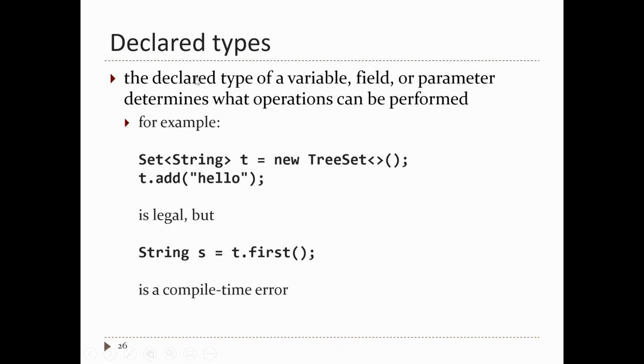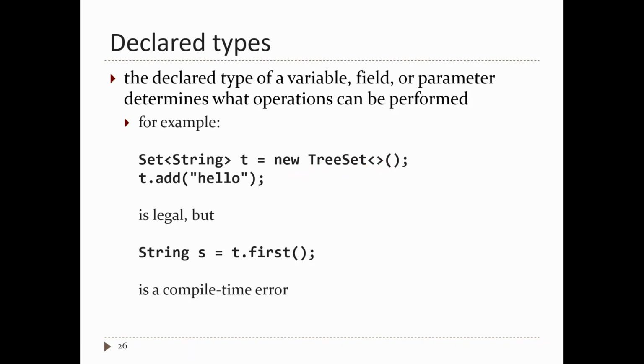The declared type of a variable or a field or a parameter determines what operations can be performed using that variable, field, or parameter. So if I write Set t equals new TreeSet, and then I add the string hello to the set, that's legal. Why is that legal? Because all Sets have an add method. Now, the thing on the right-hand side is a TreeSet.